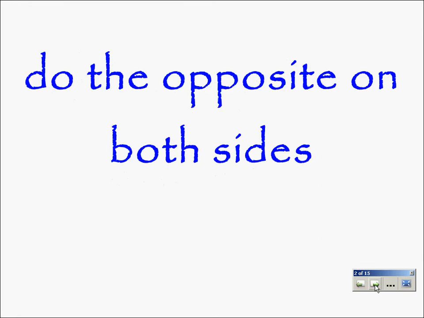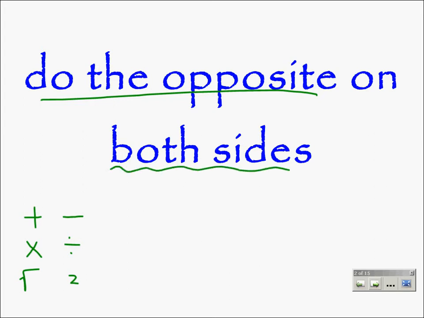The key in solving for a variable is always to do the opposite. So if it was adding, the opposite would be subtracting, or if they were multiplying, the opposite would be dividing, or if they were taking the square root, the opposite would be to square it, things like that. That's what I mean by the opposite. And you want to make sure you always do it on both sides of the equal sign. Whatever you do on one side, you have to do on the other, the exact same thing, so we can keep it balanced. So let's look at our first problem.